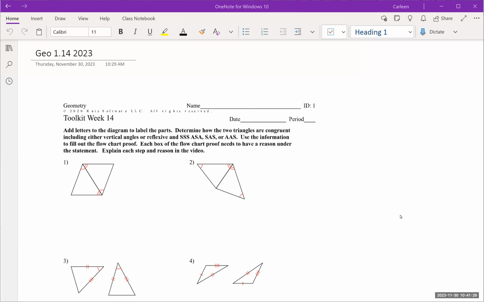Hopefully everyone has taken their exam. At the end, we're also going to talk about the tutoring assignment. Some people are having trouble getting into that.